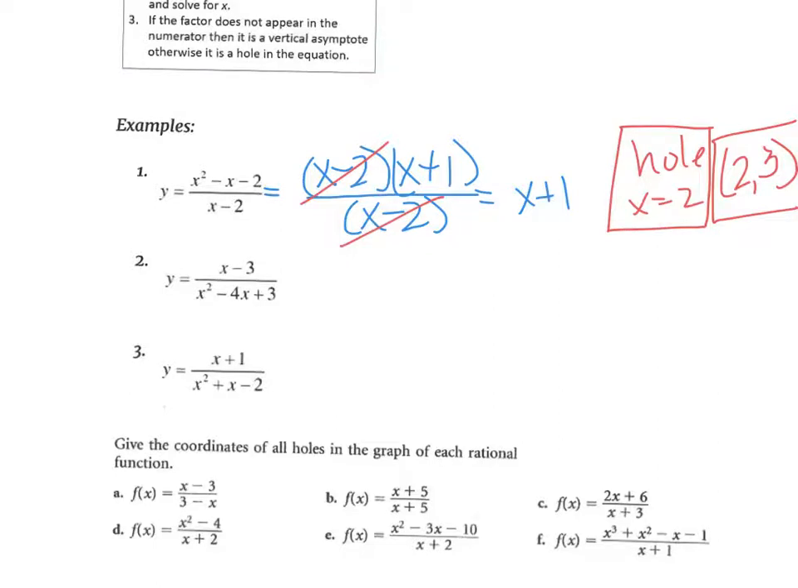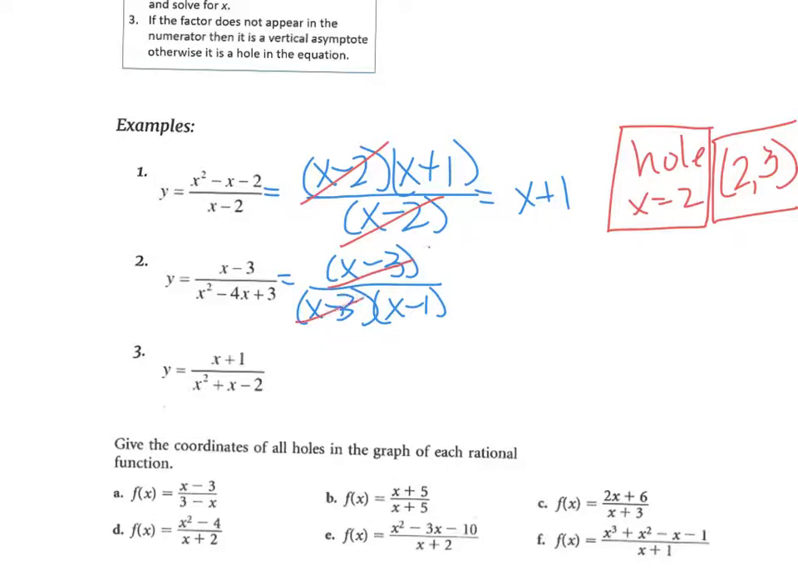In the second problem, we need to factor the denominator and then find the hole. My factoring, again, is the MA method. In the numerator, it doesn't factor. I just have x minus 3. In the denominator, I factor, and I get x minus 3 times x minus 1. And you can see that we have an x minus 3 in both the numerator and the denominator, so those are going to cancel.